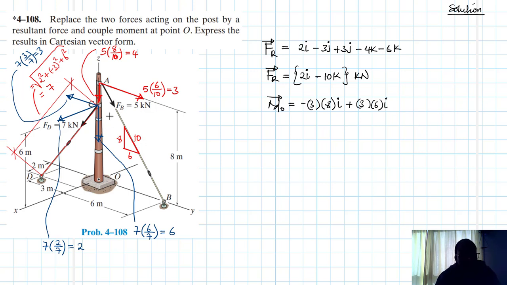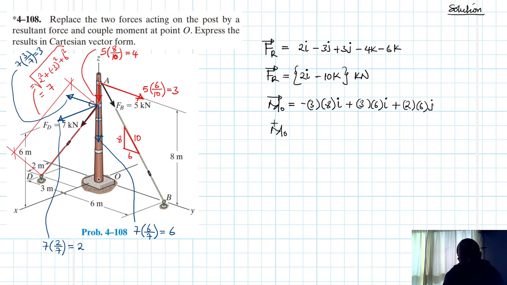Let's go to the y-axis. Do we have anything? Yes, we have this one in the red. In the red, contribution in the y, nothing. But in the blue, we have this 2. So the 2 is going to contribute a positive about the y-axis. So this will be 2 times the lever arm, which is 6j. Alright. Anything else? That's all.